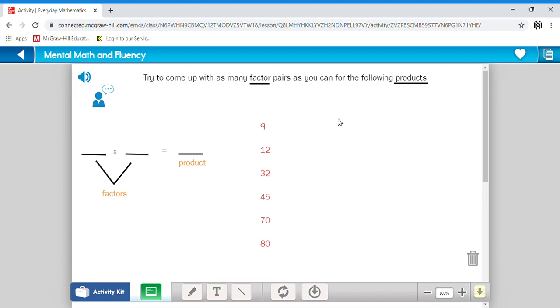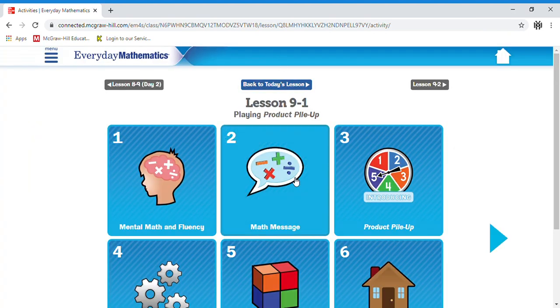And as the numbers got larger, it was a little more difficult. So for 70, 1 and 70, 2 and 35, 5 and 14, 7 and 10. And for 80, 1 and 80, 2 and 40, 4 and 20, 5 and 16, 8 and 10. So great job on that. You can go back out and we're going to look at our math message.